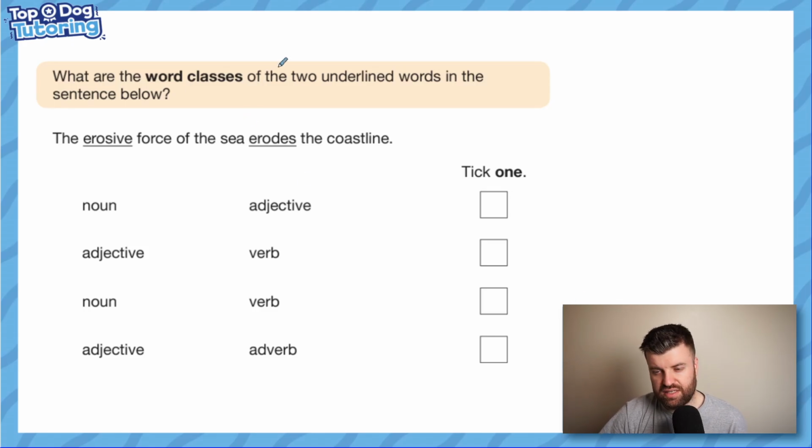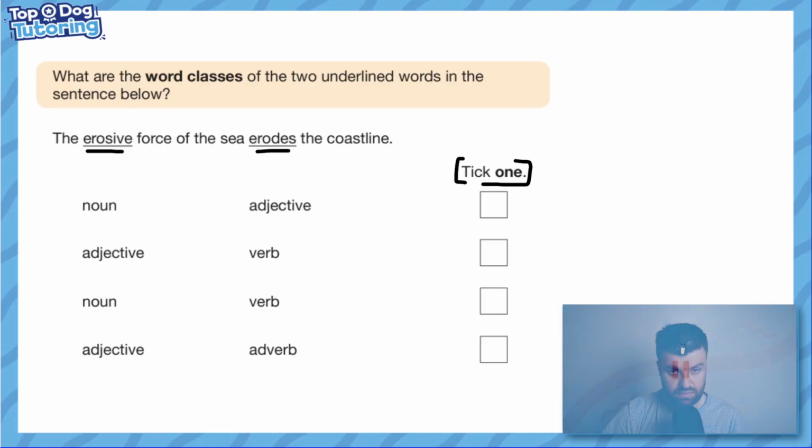What are the word classes of the 2 underlined words in the sentence below? This is, again, just ticking 1, but I've put this in to show you how the GPS paper can not trick you, but make you do more than one thing for 1 simple mark. You firstly got to identify this one. Is it a noun or an adjective? And then this one, is it an adjective or a verb? Once you know them both, you can tick the box. Have a go.